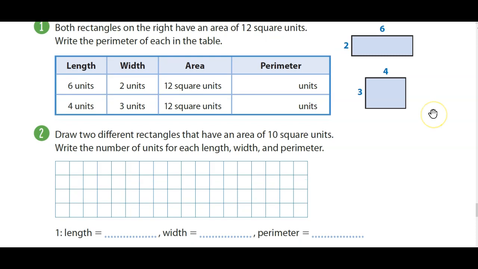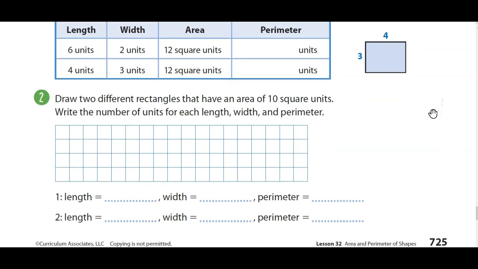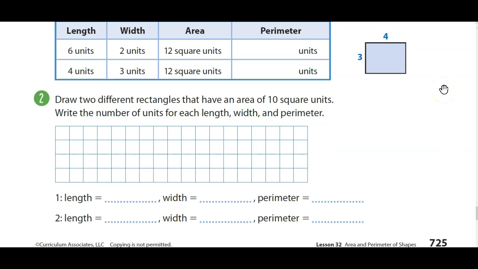You can pause the video here and do number 1. Pause the video here, do number 2. It says draw 2 different rectangles that have an area of 10. Write the numbers of units of each length, width, and perimeter. You could do this on a scratch paper. Okay. Something like this.